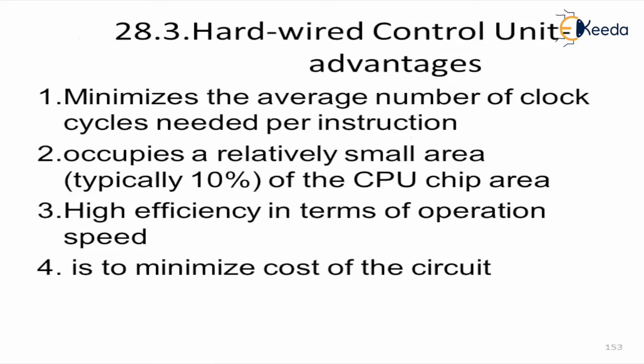Now, what are the advantages of a hardwired control unit? It requires only 10% of the memory. Hence, the chip area required on the CPU is only 10%. So the cost of this hardwired control unit is reduced. It is also used to minimize the cost of the circuit. It minimizes the average number of clocks needed per second. And it is high in terms of efficiency and in terms of the operational speed that is directly linked to it.